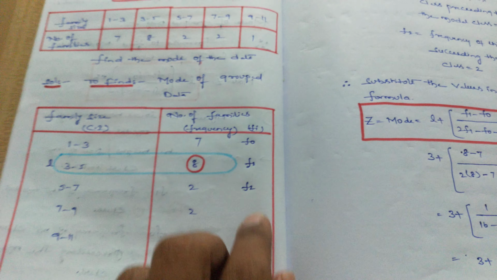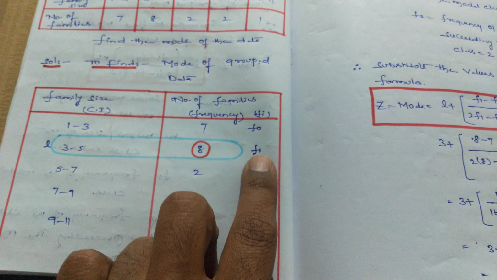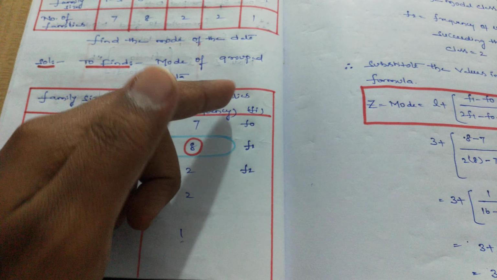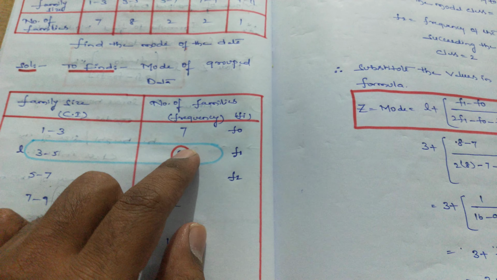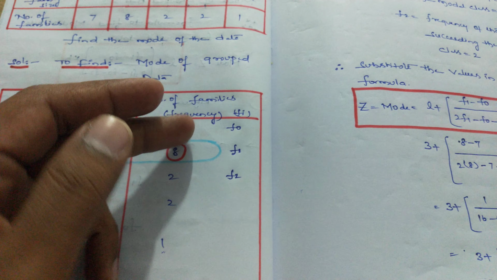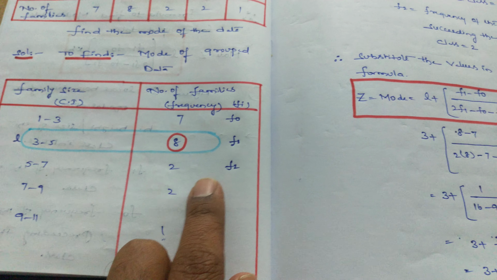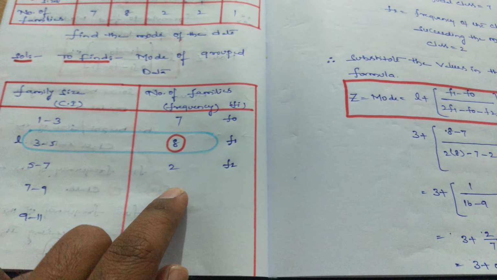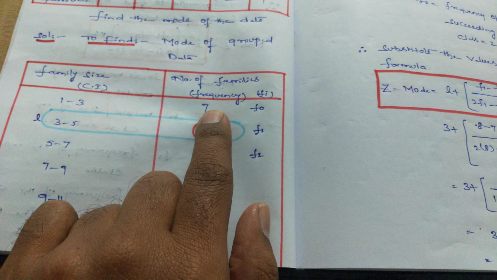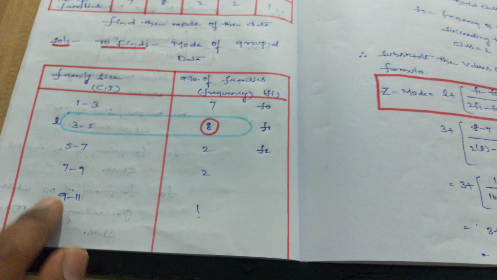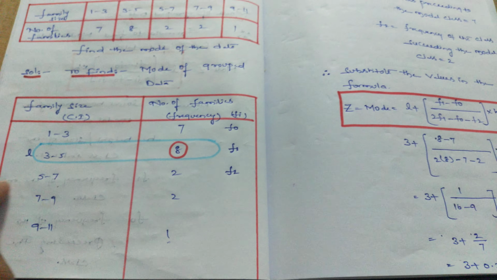Take down all the values here. 8 is the highest frequency, so that becomes f1. The preceding value, the one above the highest frequency, becomes f0, and the succeeding one becomes f2, students. So these are needed for finding the mode: L, f0, f1, f2, and also the size of the class interval. What is the size of the class interval here? What is the difference between the lower limit and upper limit? 2. So that is the height of the class interval, students.